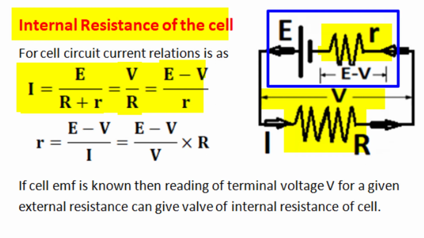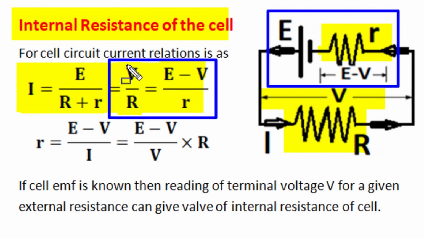Now this comparison of terminal voltage across external resistance and the difference of EMF and terminal voltage across internal resistance can relate external resistance and internal resistance, or we can say internal resistance is the voltage across internal resistance, that is the difference of EMF and terminal voltage, divided by circuit current, and circuit current is terminal voltage divided by load resistance. If we know EMF, terminal voltage and load resistance, we can find the internal resistance of the cell.